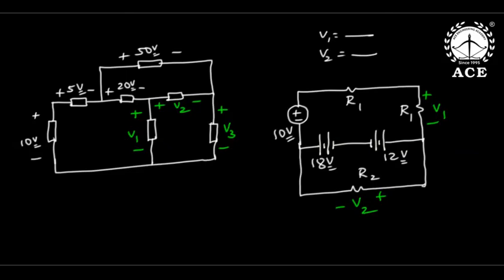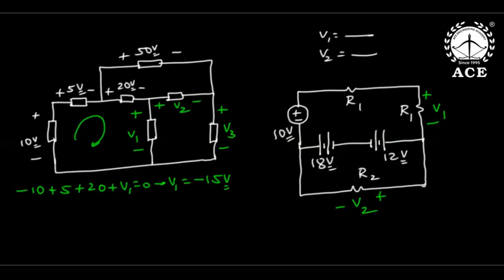Yes, applying KVL. Everybody see, apply KVL. If I write the first KVL here, minus 10 clockwise plus 5 plus 20 plus V1 is 0. That implies V1 is how much? Yes, it is minus 15 volt.